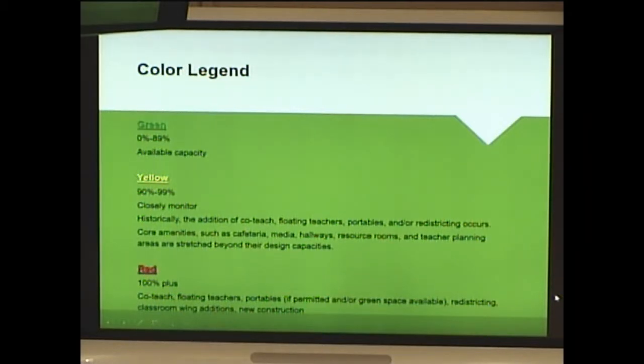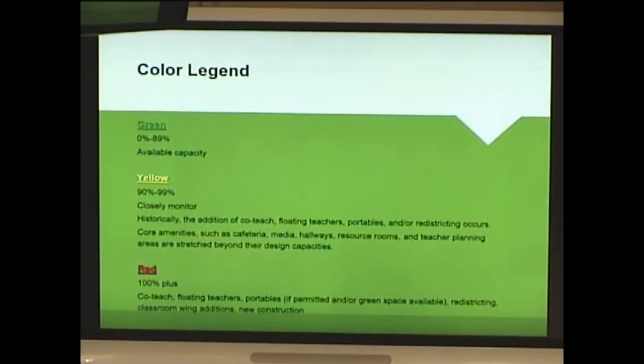So I'm pretty sure we all know the green, yellow, red, but we just wanted to point out a few things. In all of our charts, if you see green, all schools stay on our radar at all times, but pretty much a school in the green is at 89% or less. We know they're out there, we're monitoring them, but they probably don't have a portable or a co-teach or a floating teacher, et cetera. At yellow, a school somewhere between 90 and 99%, they're definitely on our radar. Historically, when a school gets around 90%, we start seeing a need for portables, co-teach, teachers on a cart. We start looking at redistricting.